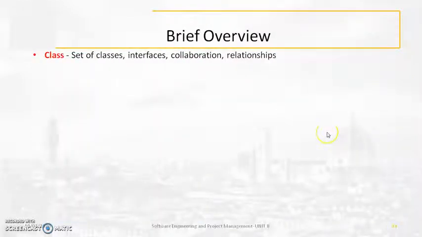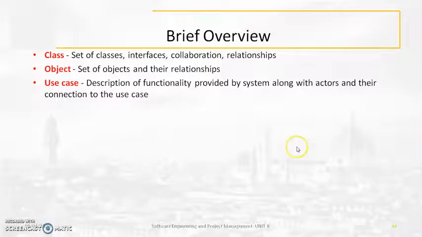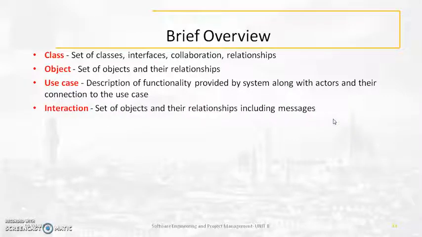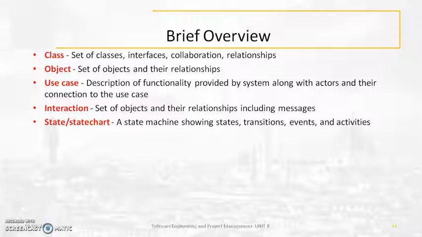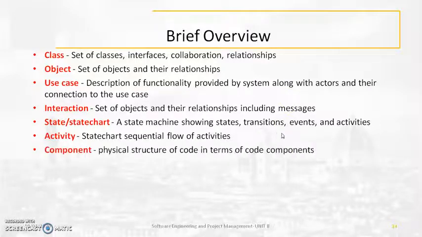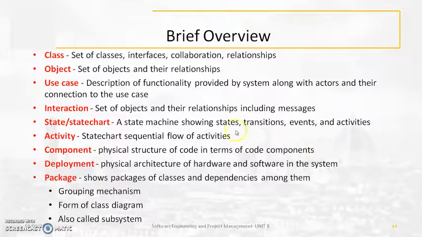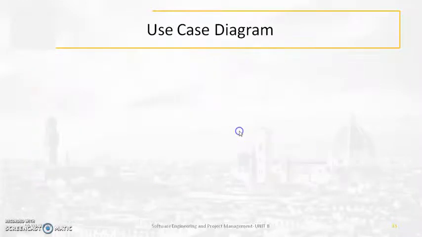The class is a set of classes, interfaces, collaborations, and relationships. Object is nothing but an instance of a class. Use cases describe the functionalities provided in the system with the help of actors and use cases. The interaction, that is communication between the two use cases. State, different state behavior is shown in a state chart diagram. Activities, the flow of activities is shown. Components, the physical structure is shown. Deployment, how the hardware and software systems communicate with each other. And grouping of classes is nothing but a package.